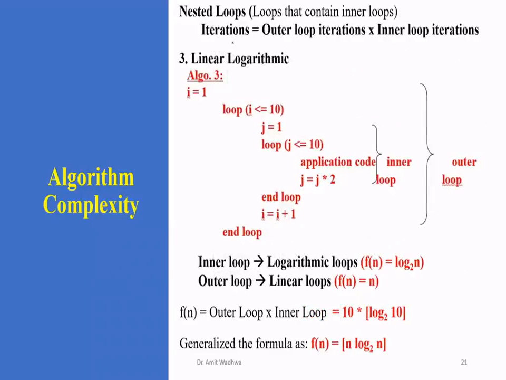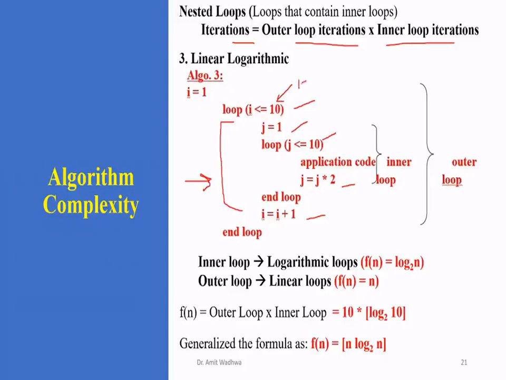Then we have a nested loop. So the iterations are basically outer loop iterations and inner loop iterations in this case. If you take the algorithm, I is less than or equal to 10 starting with 1, whereas j is also starting with 1 and less than or equal to 10. So this is a nested loop. Here we have the application code, and j is incremented by 2 or multiplied by 2, and I is incremented by 1. If we consider the outer loop and its iterations, the iterations will be dependent upon this n, which is right now 10.